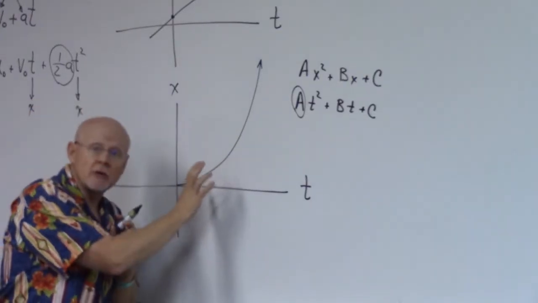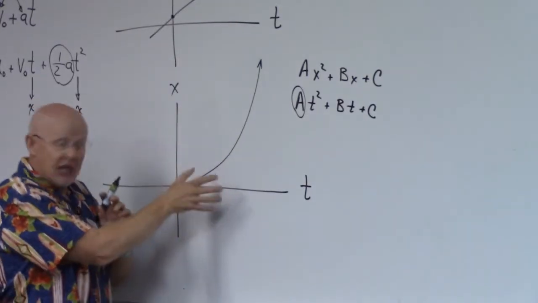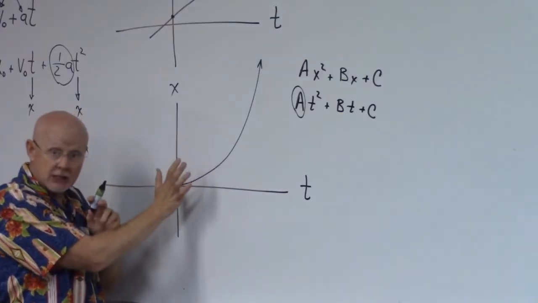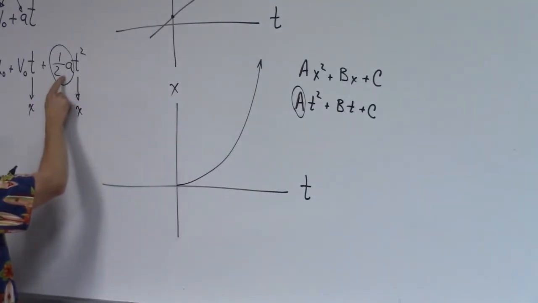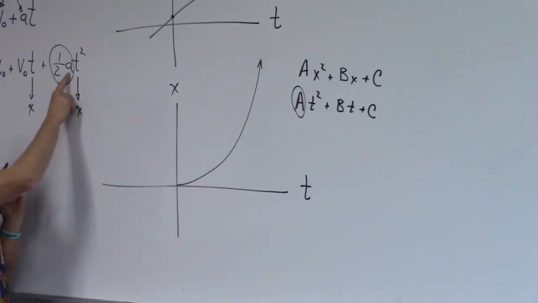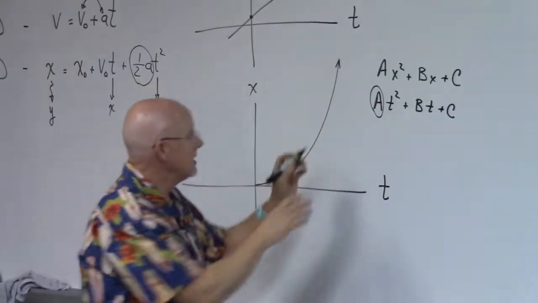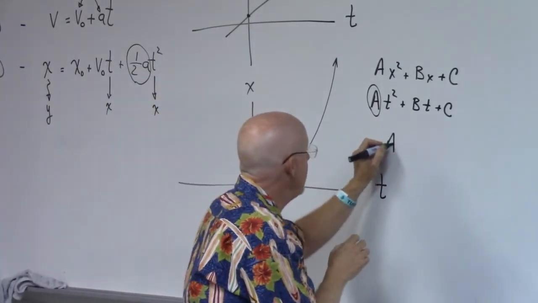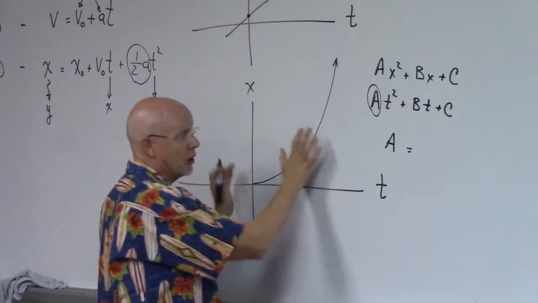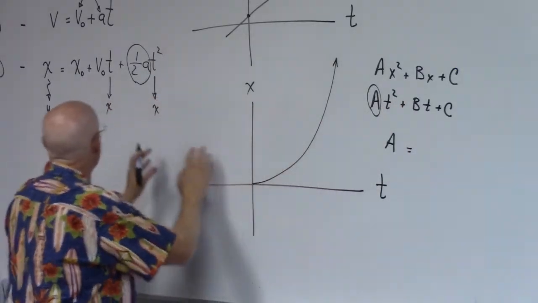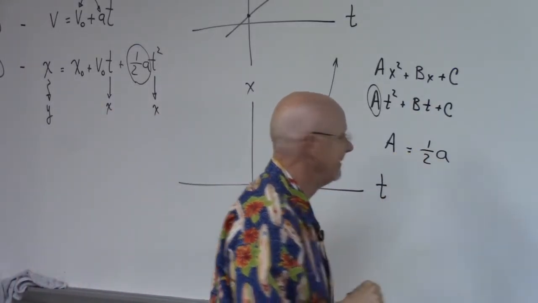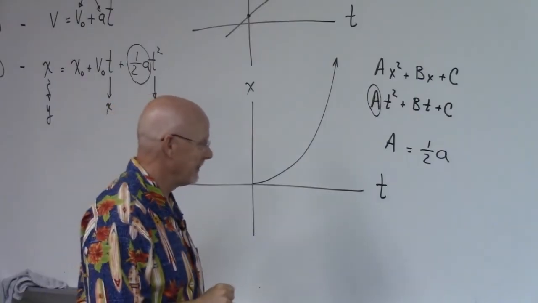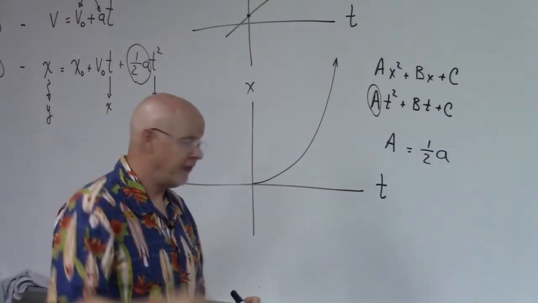So I'm going to say here that this graph could also give us the value of the acceleration. Its shape proves that it's a constant acceleration. The value of that A should be related to the small a, the acceleration. In other words, it would look like this. The big A that will be part of the curve fitting would be equal to 1/2 of little a.